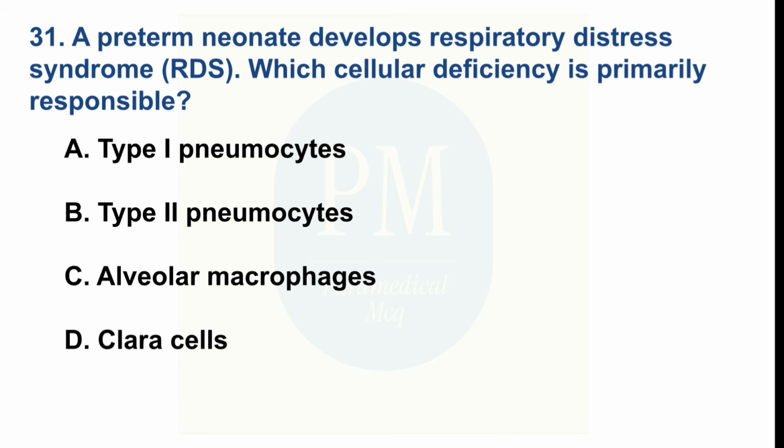A preterm neonate develops respiratory distress syndrome, RDS. Which cellular deficiency is primarily responsible? Option A, type 1 pneumocytes. Option B, type 2 pneumocytes. Option C, alveolar macrophages. Option D, Clara cells. The correct option is option B, type 2 pneumocytes.